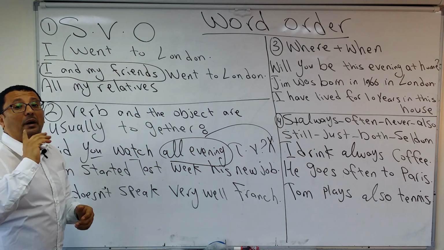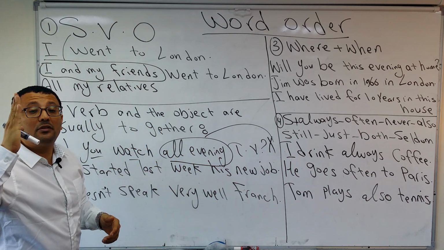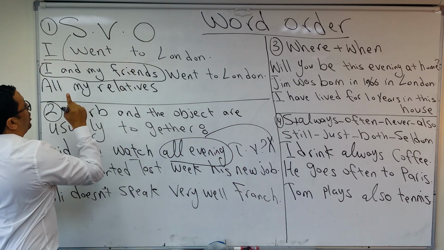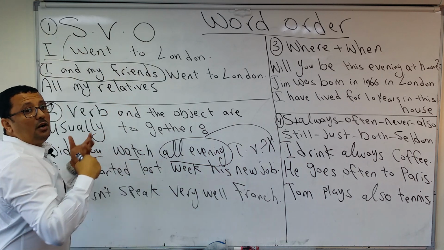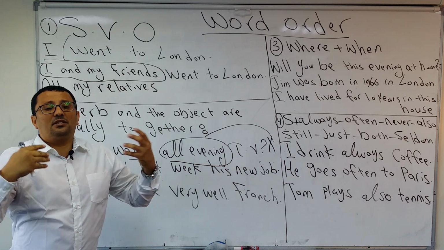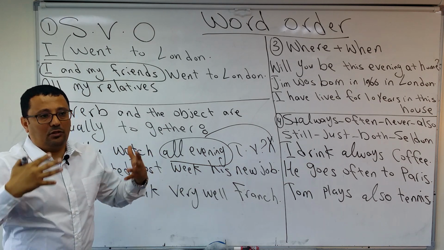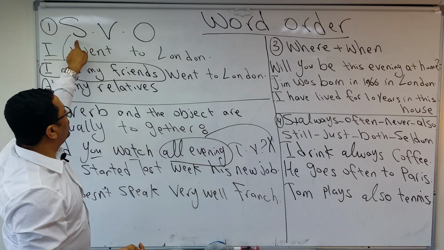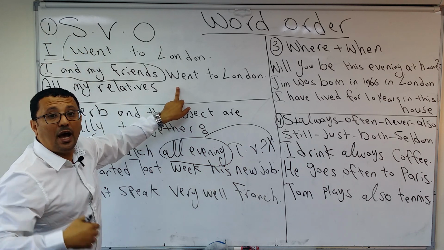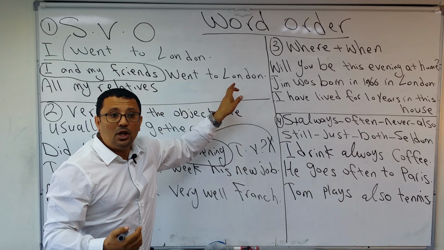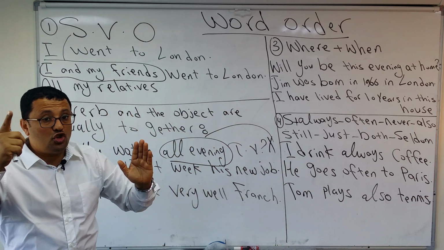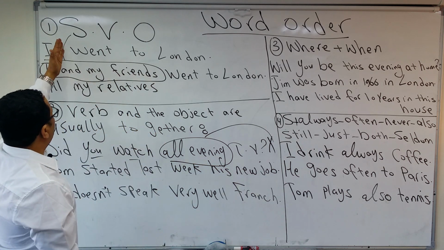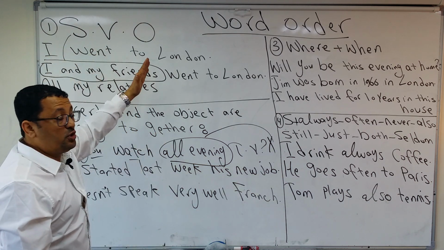You can make it, but the point is that you start your sentence with the subject. The subject is I and my friends, or all my relatives. Relatives means sister, brother, uncle, relatives. All my relatives is also the subject. Where is the verb? It is went, and where is the object? It is London. So always pay attention and remember how to make the correct sentence. You put subject number one, and then verb and object.